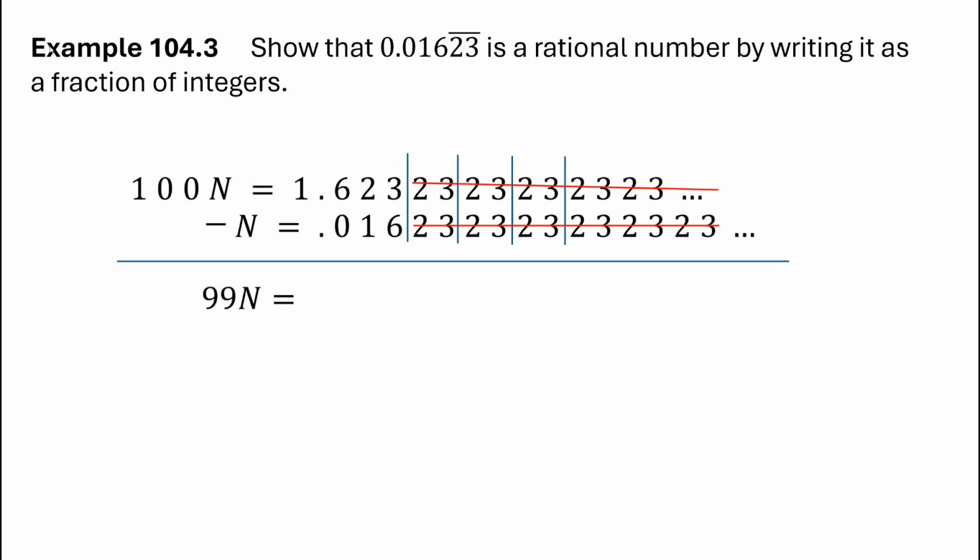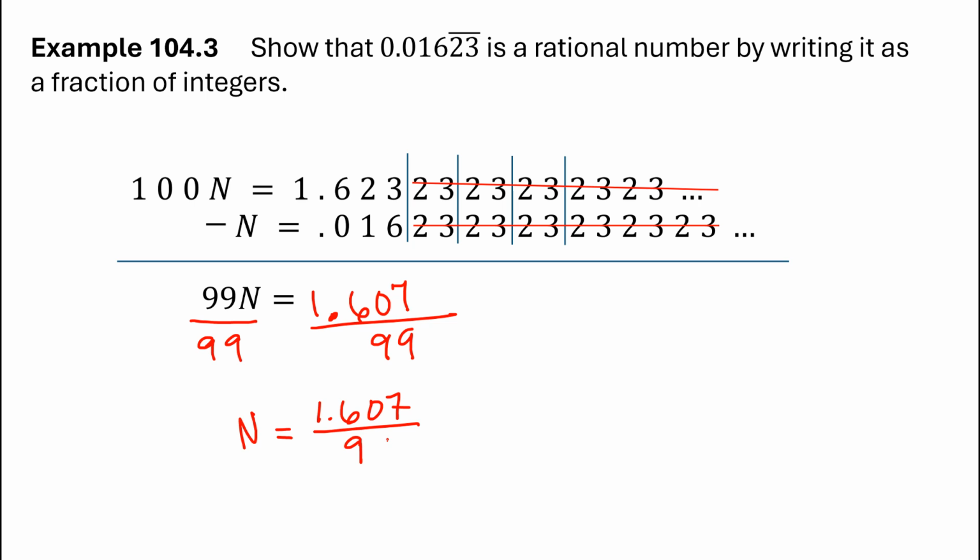And I'll get 99n, because I'm subtracting 100n minus n, is equal to 13 minus 6 is 7, 1 minus 1 is 0, 6 minus 0 is 6, and the 1 is still there. So I'm going to have 1.607 is equal to 99n. Then I'm going to divide both sides by 99, and I get that n is equal to 1.607 over 99. I'm almost there.